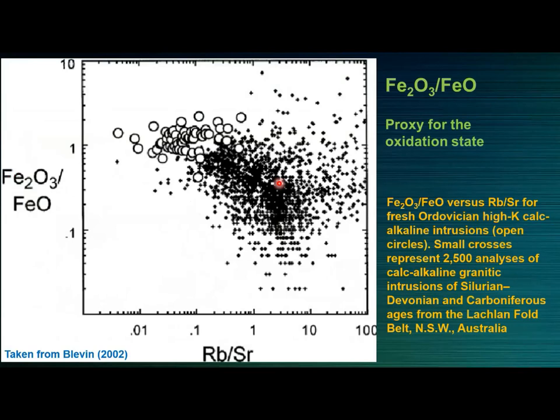And Phil Blevin, an Australian petrologist, has used that with high success in the Lachlan Fold Belt, where you have a whole series of Ordovician and Silurian to Carboniferous intrusions.